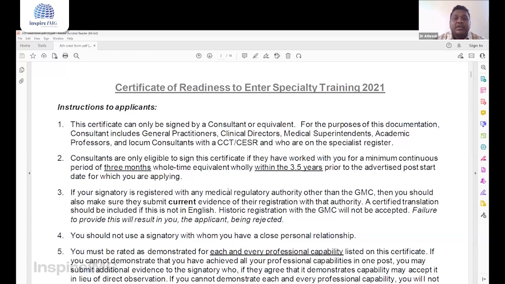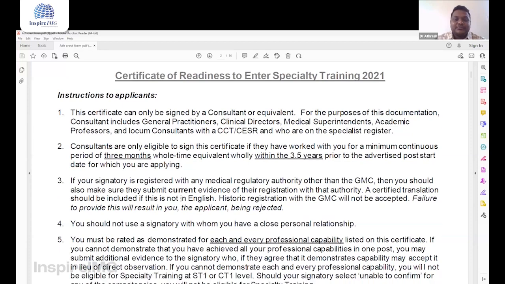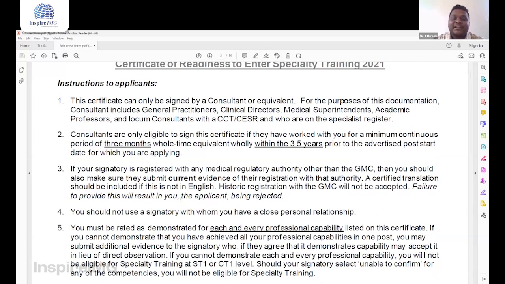It should not be your spouse, your parent, or your relative, or a close friend whom you know outside of your medical profession. GMC is a little strict when it comes to nepotism and other things, so they take these extreme measures.